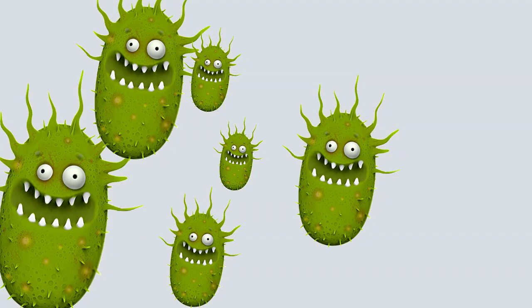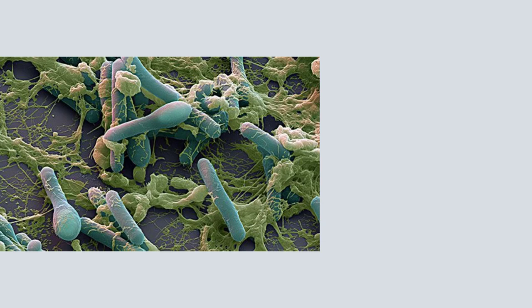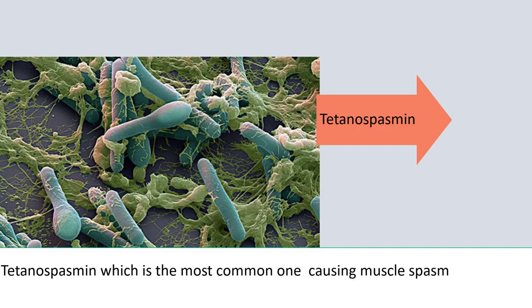But what's so pathogenic about the organism? It means, what does the organism actually possess that causes the pathogenicity or the signs and symptoms in a patient suffering from tetanus? So yeah, let me tell you that the organism produces two kinds of toxins. The names of the toxins are tetanospasmin, which is the most common one responsible for causing muscle spasm, and tetanolysin. So remember the names of the toxins released by Clostridium tetani, which are responsible for causing tetanus. Those are tetanospasmin and tetanolysin.